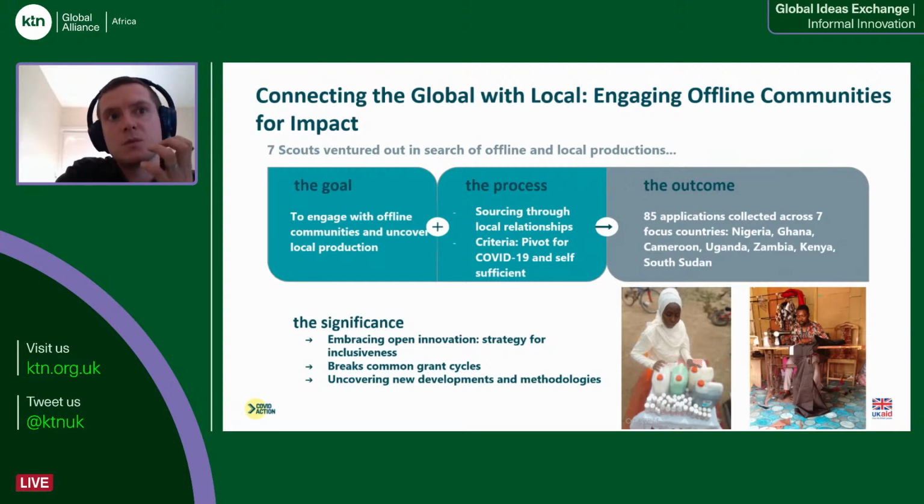And we hope that with that, it's seeing the potential that's around that it wasn't usually seen. So breaking these common grant cycles opens up avenues to be helping these people in different ways, and just uncovering new methodologies for how we can impact communities better.